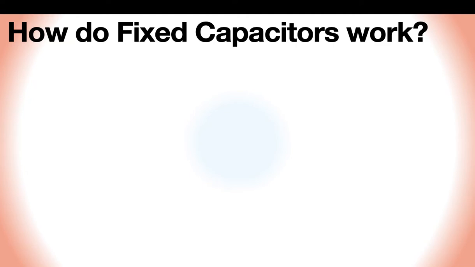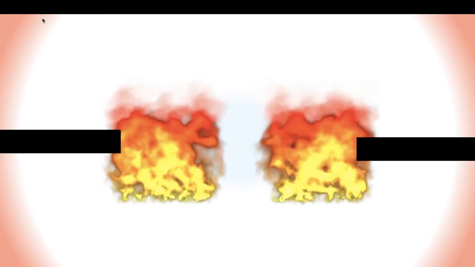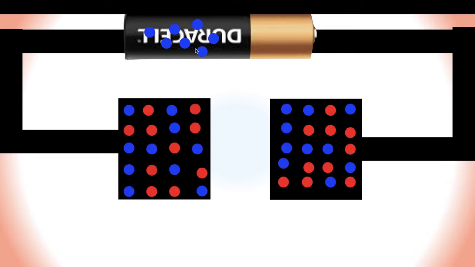So how do fixed capacitors work? Well, in all capacitors, we have two metal plates separated by an insulator. In this case, it is air. And we'll connect this to a battery so we can charge the capacitor. In the battery, we have a lot of electrons in the negative terminal and no electrons in the positive terminal, since it's positive. And in all parts of the wire, including these two metal plates, we have electrons and protons. We have the same number of electrons as protons, giving it a neutral charge. So both of these two plates have a neutral charge, not negative, not positive.